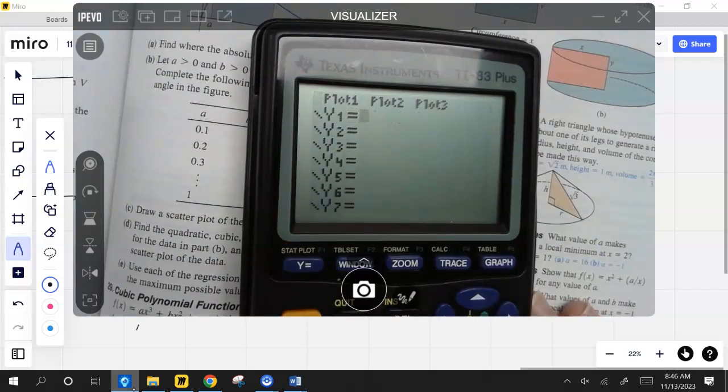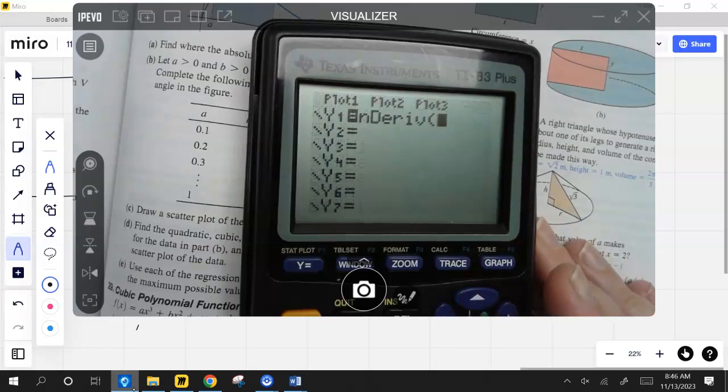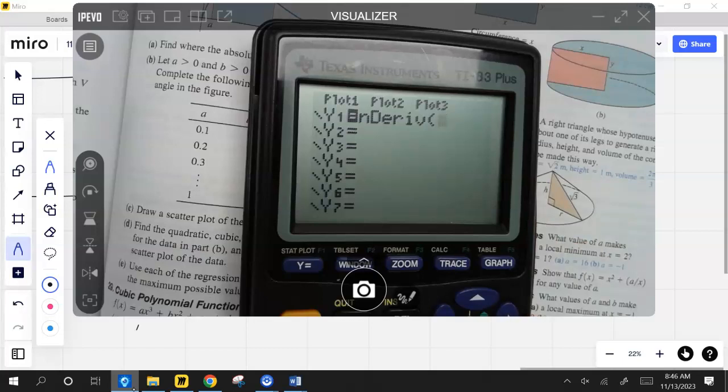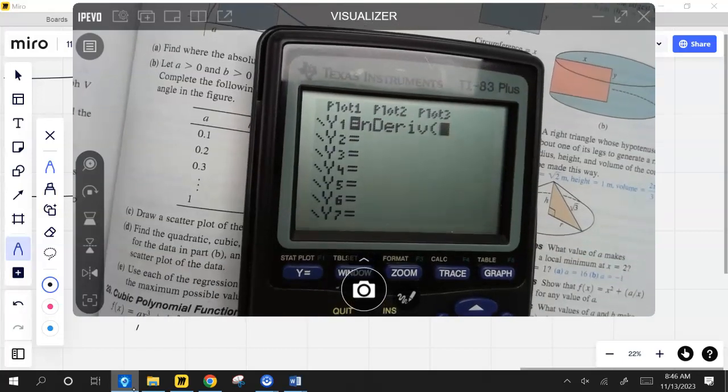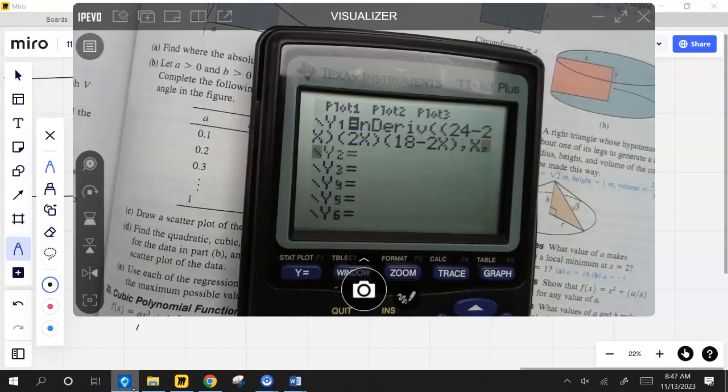Yep. Go into y equals, math, and derivative. Now remember, mine looks a little bit different than yours. I'm going to type my equation in here. So what did I have? 24 minus 2x, 24 minus 2x times 2x. Yours might look a little different. You still need to put the equation here. You do it with respect to x at x, so you do double x.